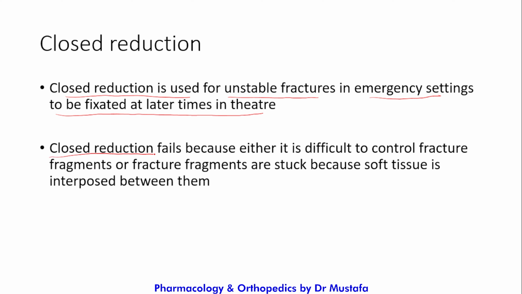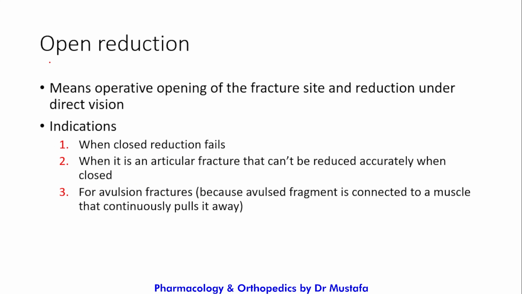Closed reduction fails because either it is difficult to control the fracture fragments, or the fracture fragments are stuck because soft tissue is interposed between them. And when the closed reduction fails, you need to do an open reduction for the patient. So what is the open reduction? It means operative opening of the fracture site and reduction under direct vision.